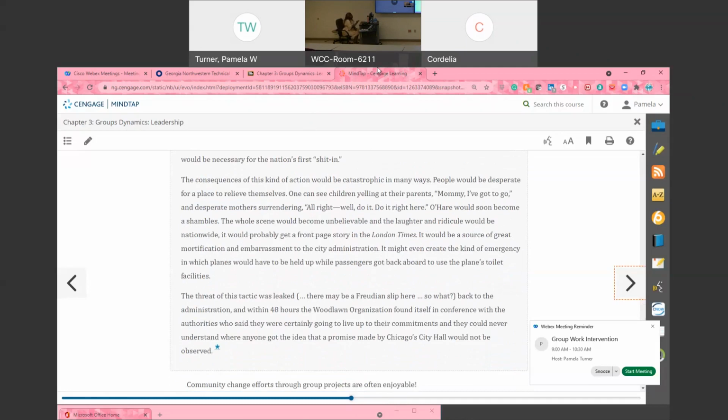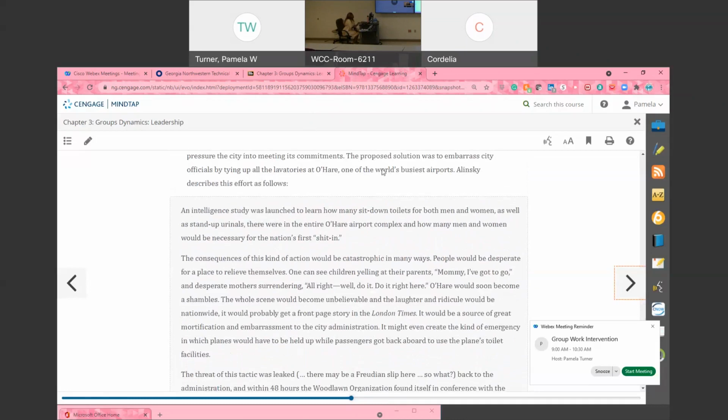So this was called the shit-in. I'm just reading the text, right? Intelligence studies where you learn how many sit-down toilets for both men and women, as well as stand-up urinals, there were in the entire O'Hare Airport. So this is where they did this. It's the Chicago airport, O'Hare. The consequence of this action would be catastrophic in many ways. People would be desperate for a place to go to the bathroom.